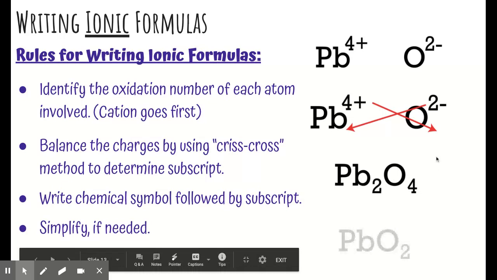Since this is ionic, we can simplify this. It's the same ratio here, right? So 2 to 1. We're just going to simplify this down. You do that with ionic. You do not do that with covalent.